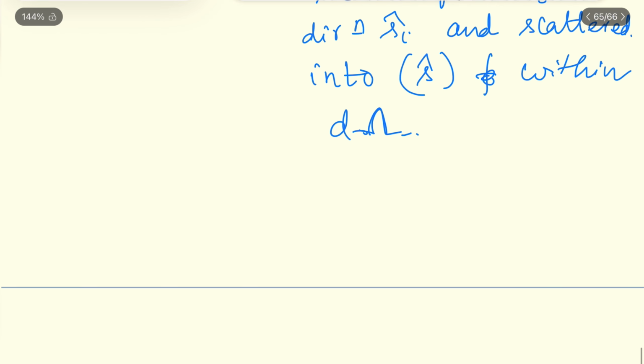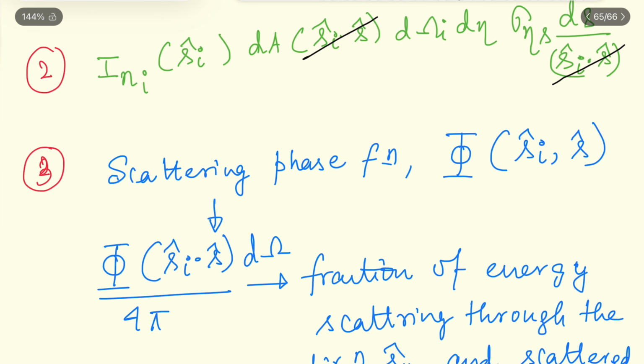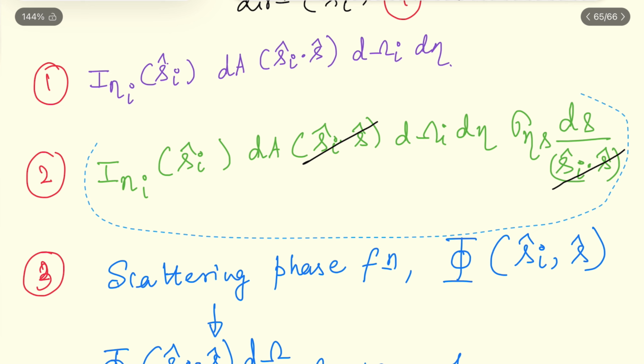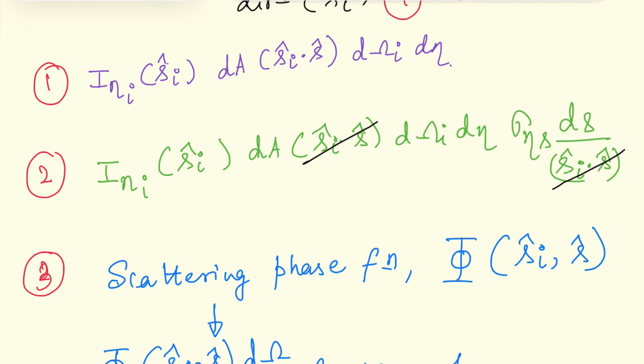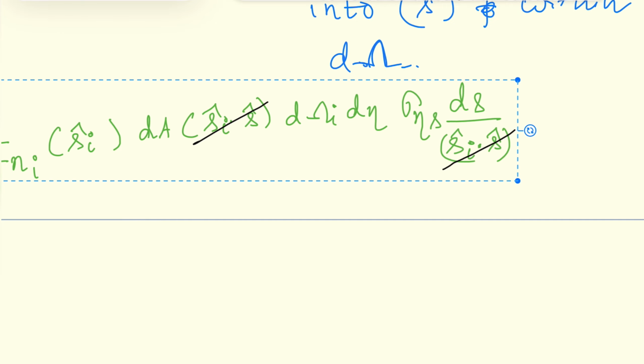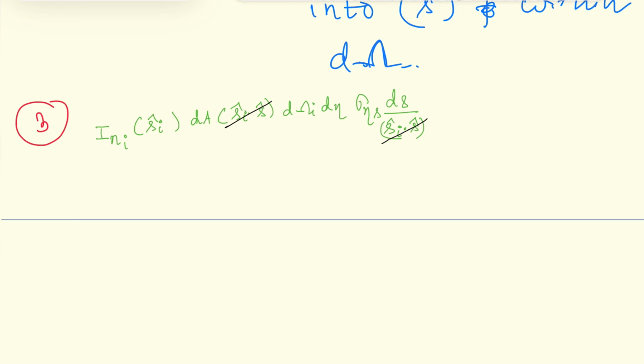So that means the answer of part 3 will be here. If I copy this and make it small, this will be the answer of part 3. This will be this into phi, that is a function of SI comma S, by 4 pi, into sigma eta S. Clear?